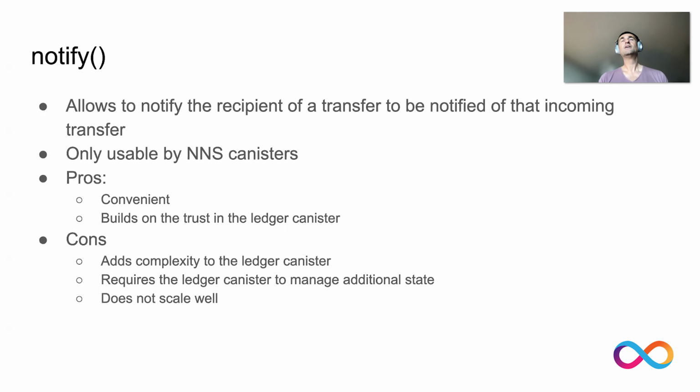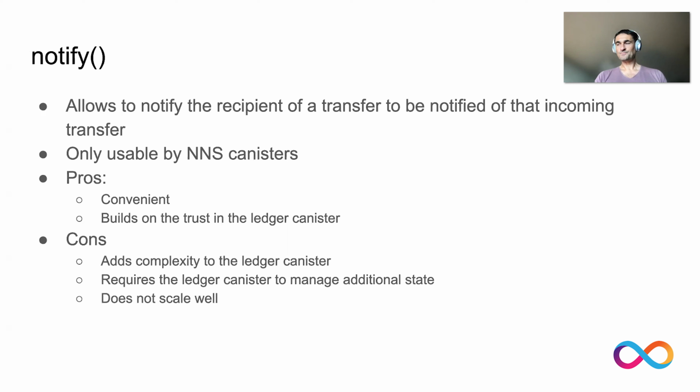We also use notify for converting ICP to cycles. So the workflow is more or less, I transfer some funds to the cycles minting canister, and then I ask the ledger canister to notify the cycles minting canister that I have transferred these funds. And we use the memo field to encode whether the conversion should be used to top up a certain canister, or should be used to create a canister.